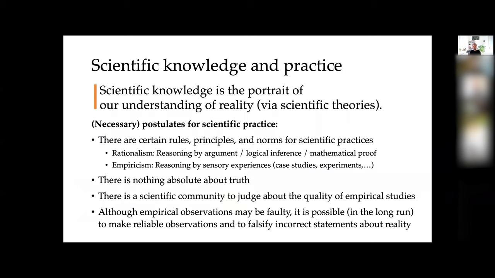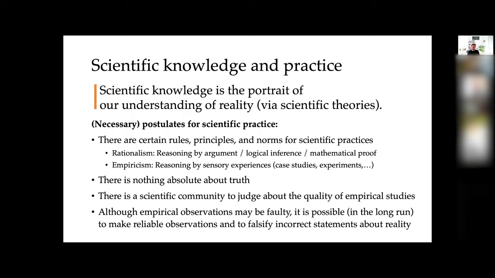Now, let's talk about knowledge and practice. So what is scientific knowledge? Scientific knowledge is our very own subjective understanding of reality. And we build knowledge, or we try to capture knowledge, via so-called scientific theories. We'll be talking about theories in a second, but let's still talk at least very briefly about scientific practices. Now, to employ scientific practice, such as empirical research methods, there are certain postulates that are quite important to clarify. And just a very few of them I would like to discuss now.